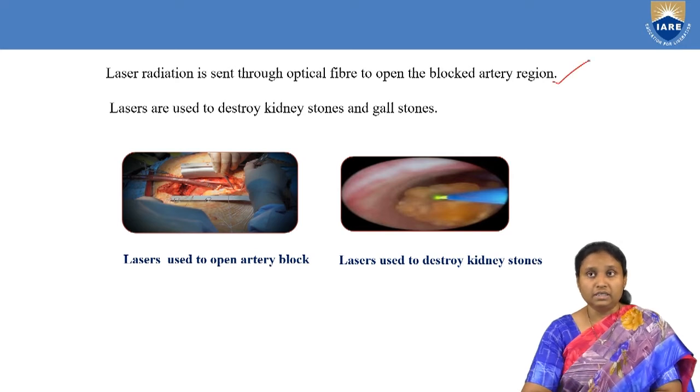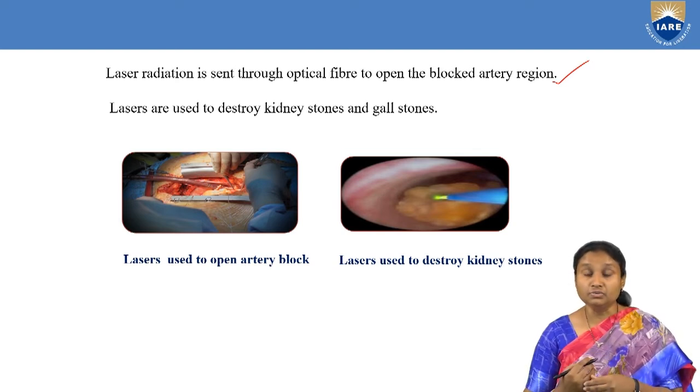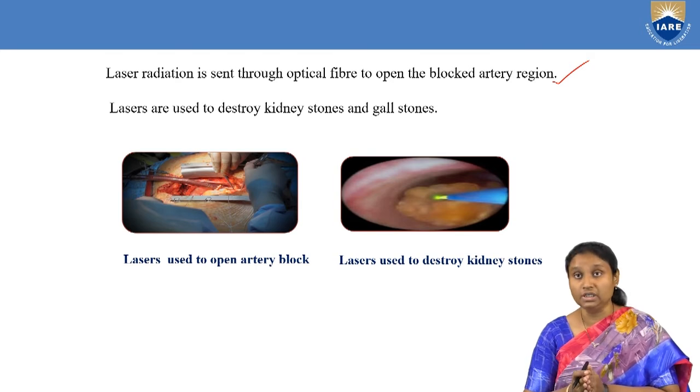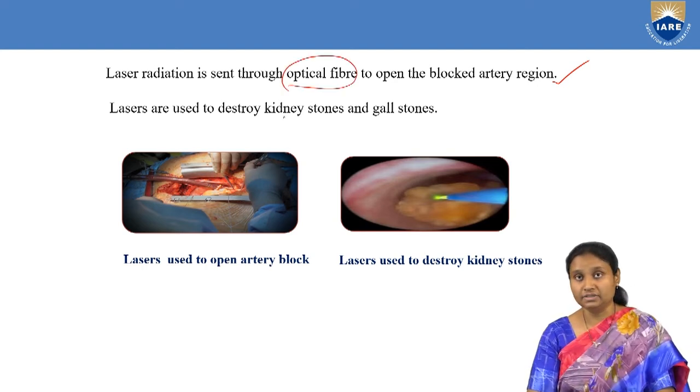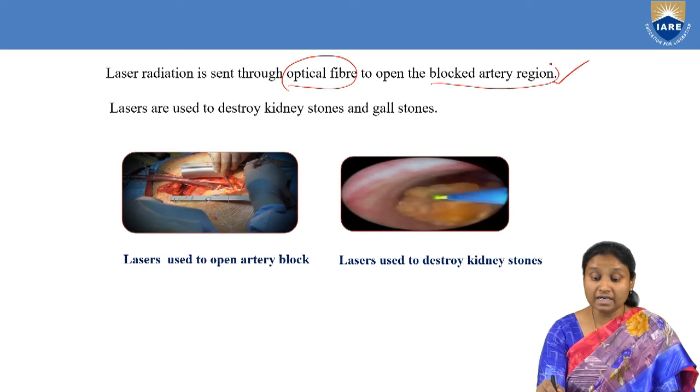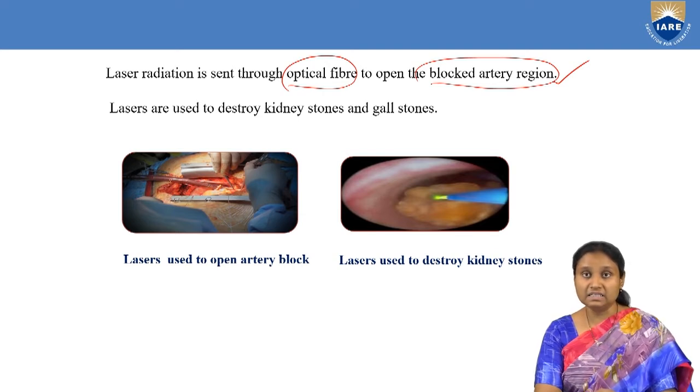And one more very important application is here, if you see. When we are using laser light for surgeries, the laser light is made to fall on the human body, and it is sent through optical fiber. So optical fiber and laser light go hand in hand. Wherever we want to send laser, the channel we use is optical fibers. And here we can open a blocked artery region. As you can see in this figure, we are doing a laser operation. If any blocked artery is present, we can open that blocked artery using laser. And for that, we send our laser light through optical fiber.